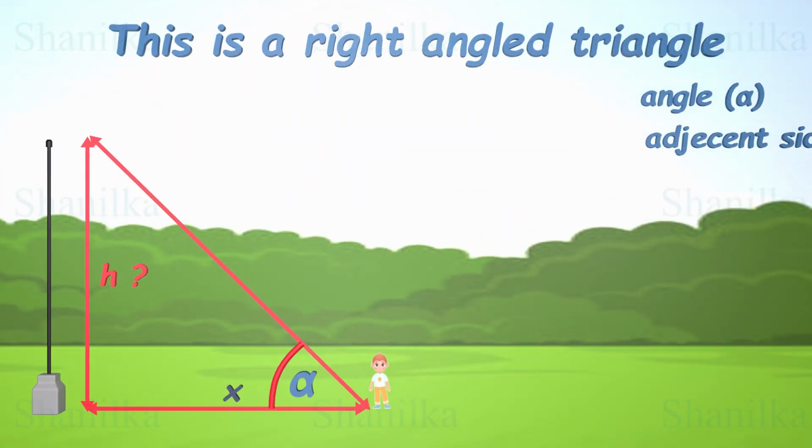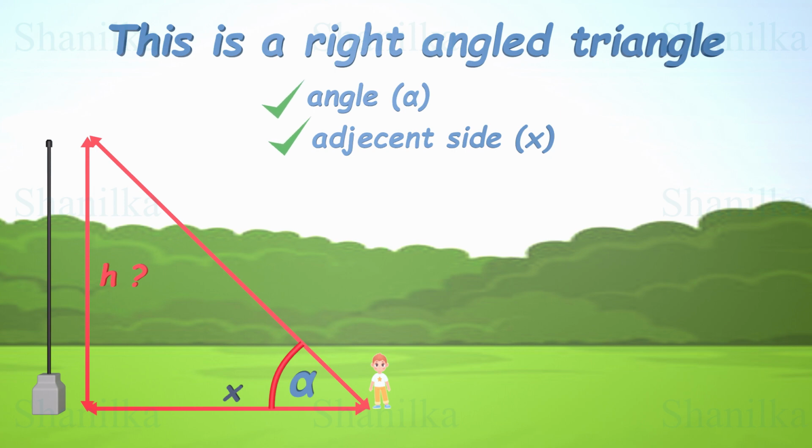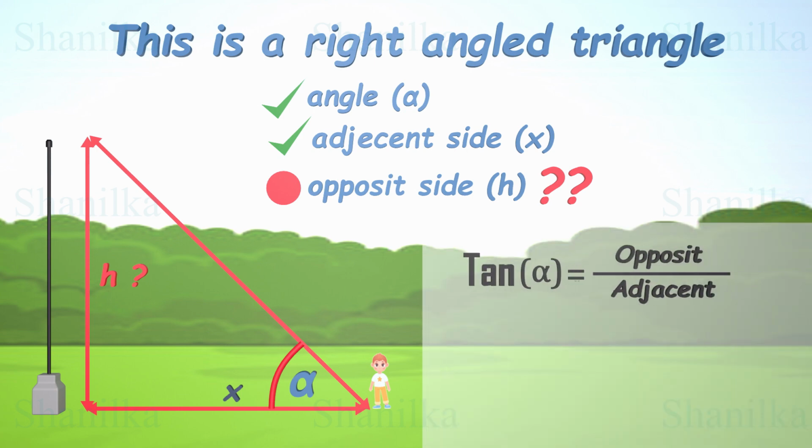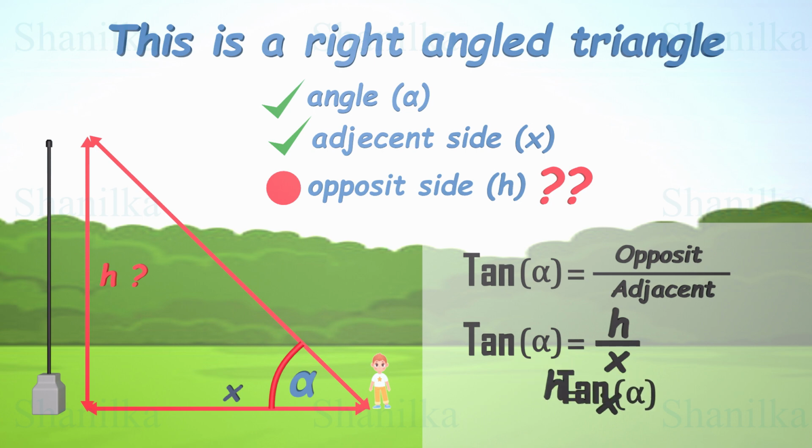Now we know the angle and the adjacent side of that angle. We have to find the opposite side. Here we can simply use the tan ratio. Since we can find out the tan value for the measured alpha angle using the trigonometric table, we can easily calculate the height of the pole. Likewise, trigonometry is very useful in many practical applications.